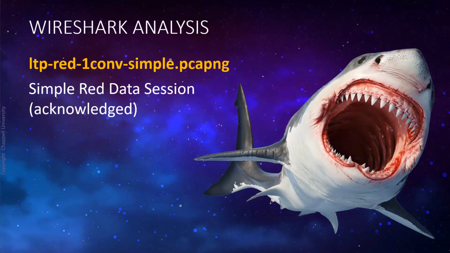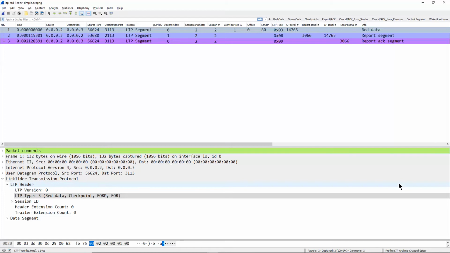Looks pretty easy, so let's go into a simple red data session. The trace file I'm going to open up now is called LTP-red-1conv-simple.pcapng. It's tough to get simpler than this. We have a single packet going across from dot 2 to dot 3, and it's just one data packet, offset 0, length 80 bytes. Dot 2 only has 80 bytes of data to send over to the target system.